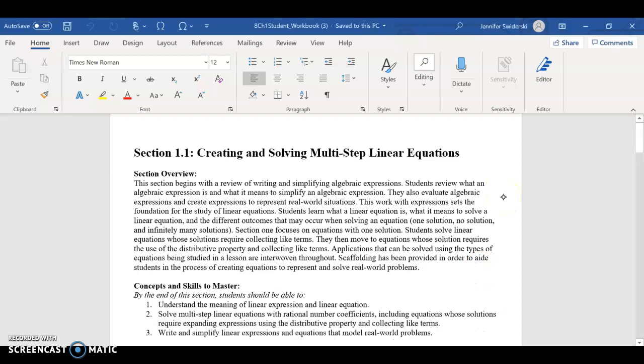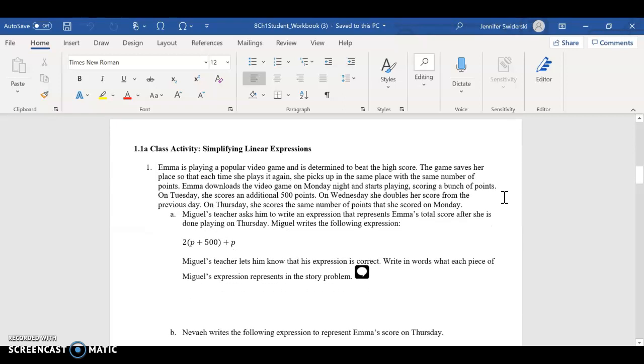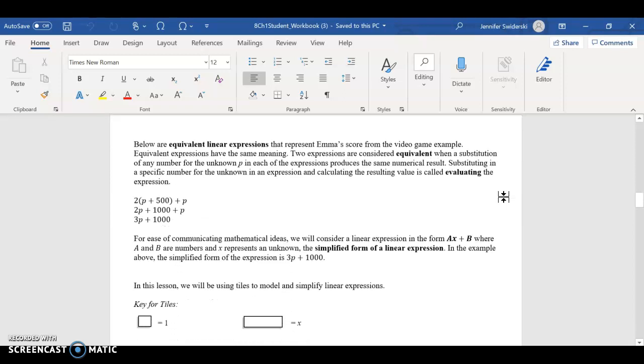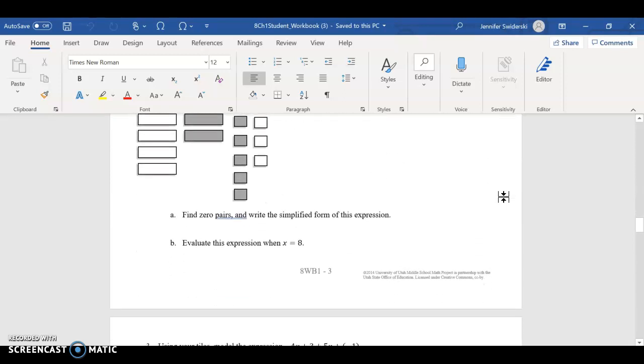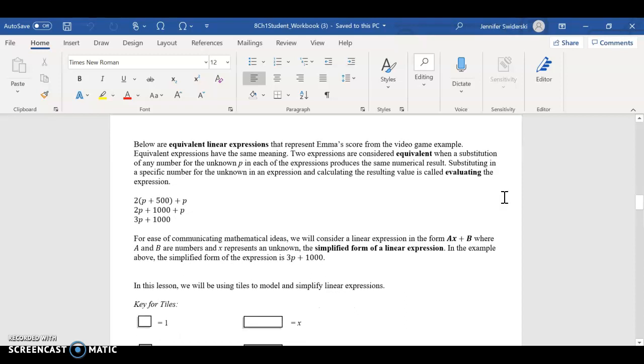All right, eighth graders. So, 1-1A. Chapter 1 is all about combining like terms and solving expressions and equations. So, we're going to go ahead and scroll down here to the top of page 3. And we're going to learn about equivalent linear expressions.